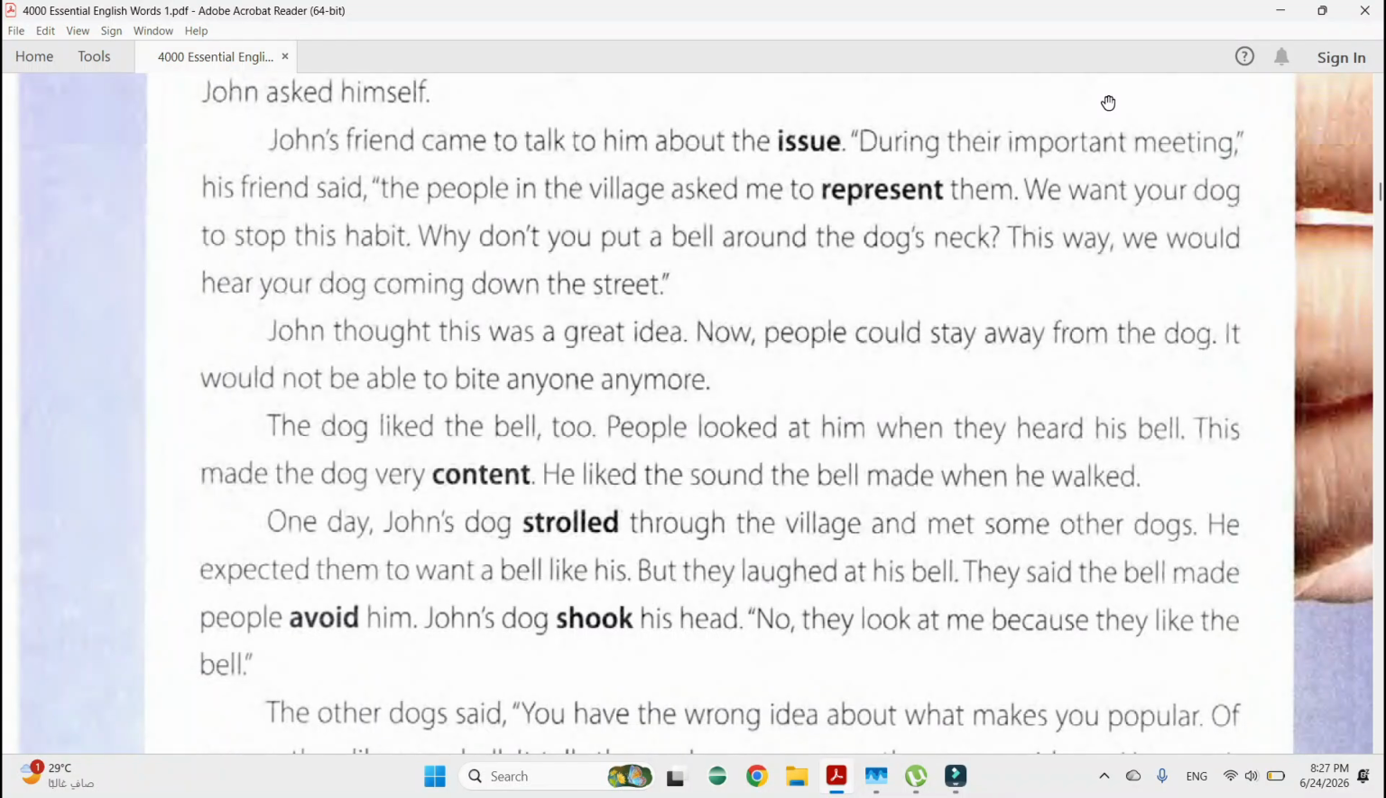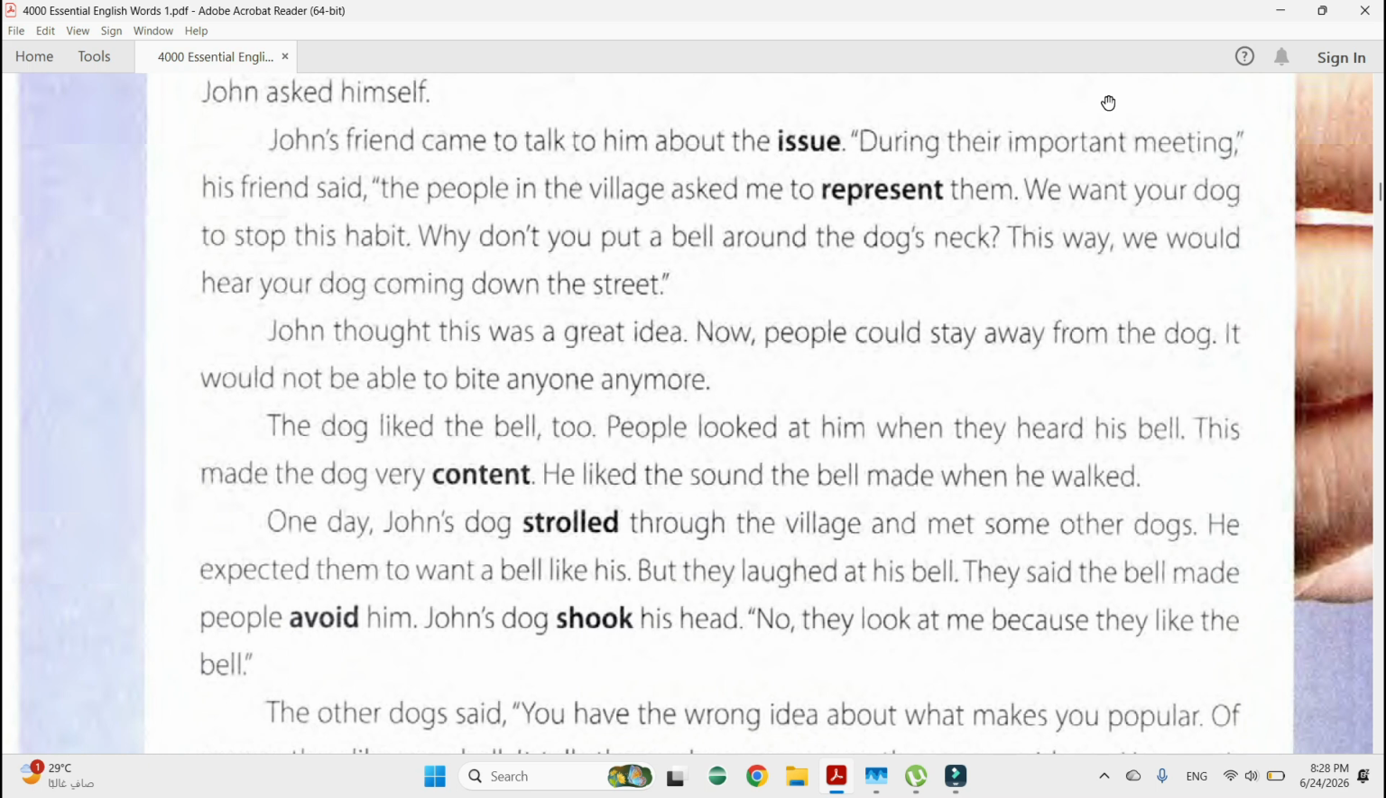John thought this was a great idea. Now people could stay away from the dog. It wouldn't be able to bite anyone anymore. The dog liked the bell, too. People looked at him when they heard his bell. This made the dog very content. He liked the sound the bell made when he walked.